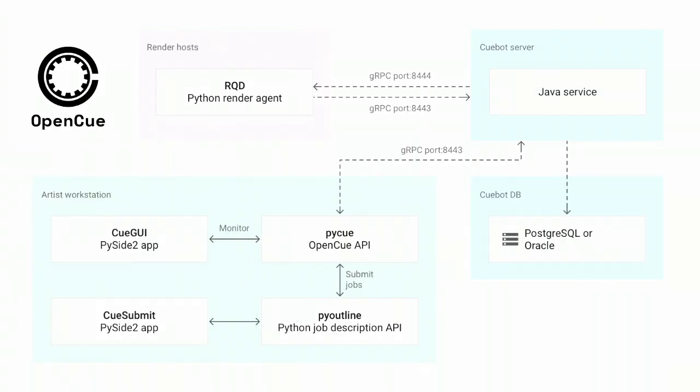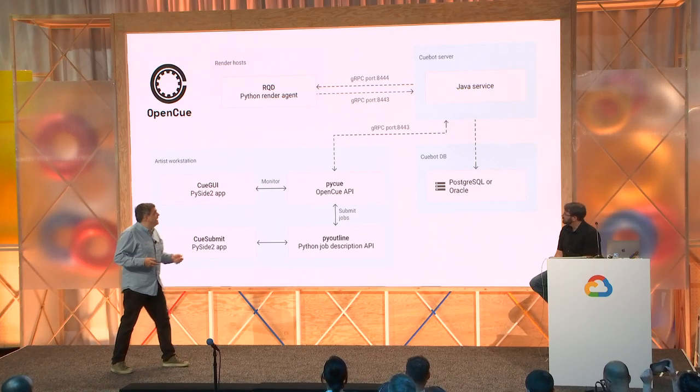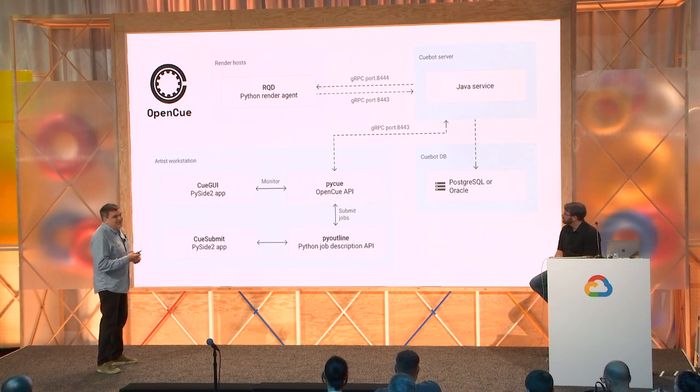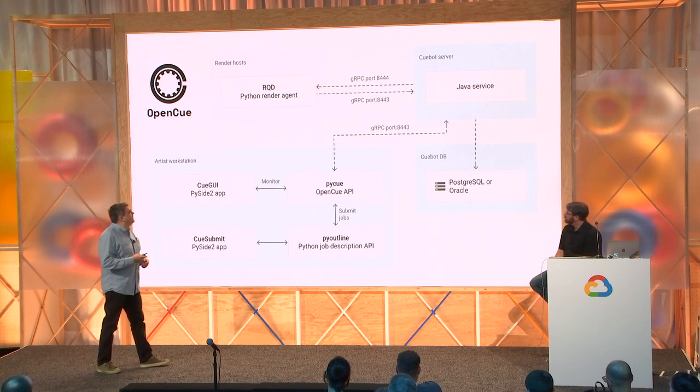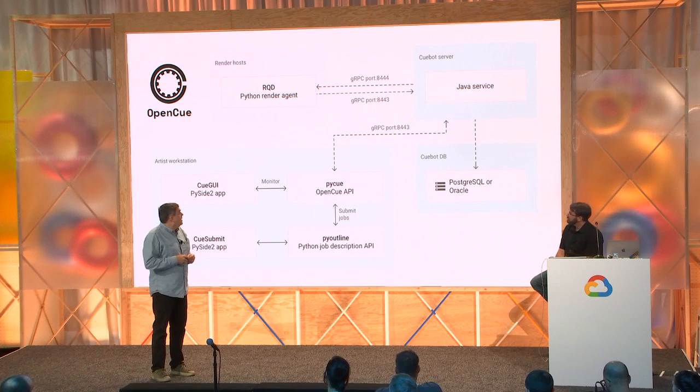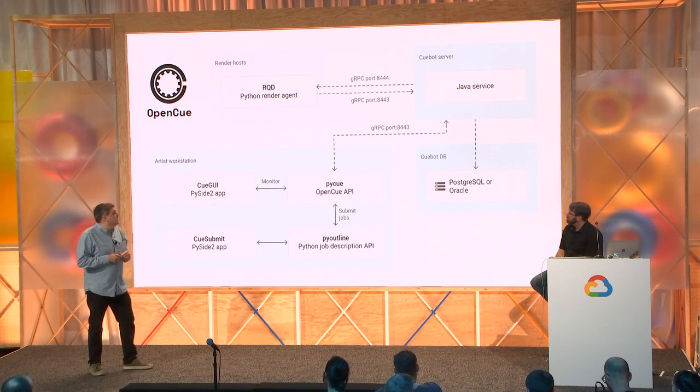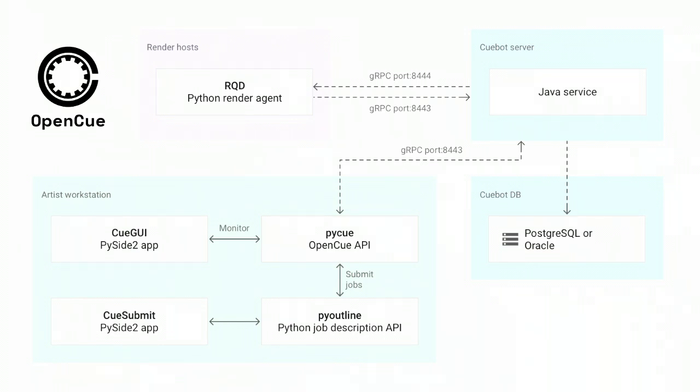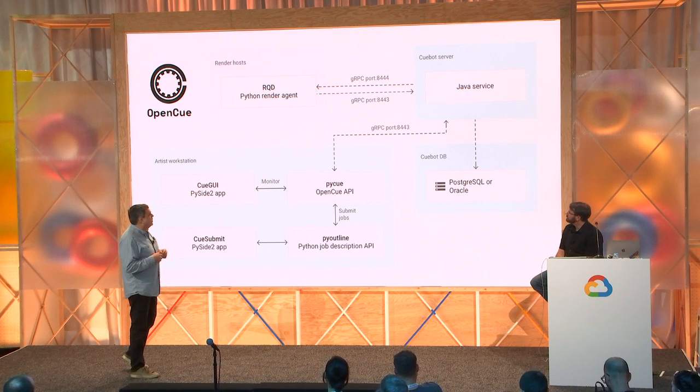So let's talk a little bit about the architecture of OpenCue. OpenCue has several pieces. We have the QBot server. QBot server is running right now on a VM in Google Cloud Platform. It is a Java service that maintains the distribution of the jobs and also enables you to log in with a GUI and to see the state of your current queue.